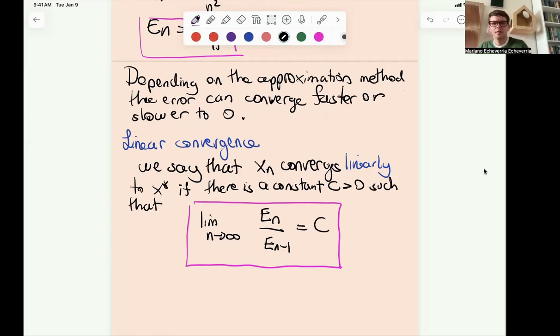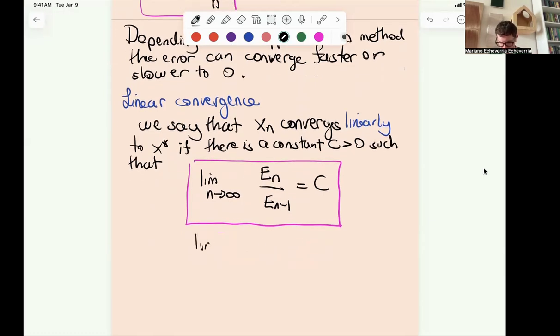So what does this mean? What this means here is that you compare the errors, how the error of step n compares to the error at step n minus one. And if the ratio is roughly a constant, then you say that it converges linearly. Why is that? Because it's better to write this down in terms of the actual definition.